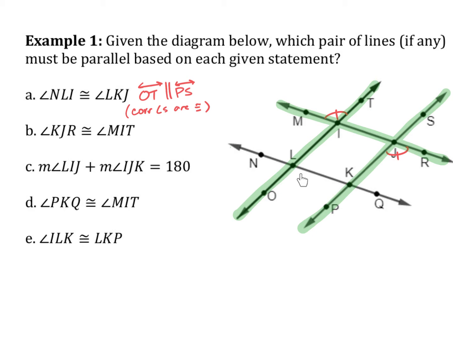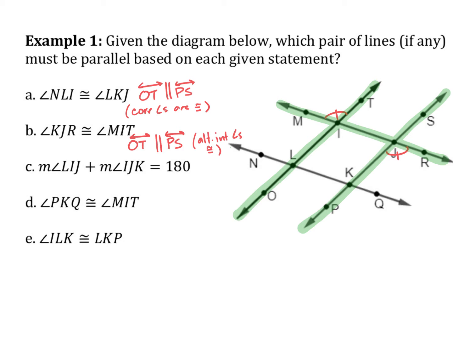They're both in the exterior space between these two lines. This one is above this transversal. Angle MIT is above it. Angle KJR is below that transversal. So that means they fit the definition of alternate exterior angles. They are congruent, so that means I should have a set of parallel lines here. And so actually, again, it's the same set that I had in part A. So again, line OT is parallel to line PS, but this time it's because alternate exterior angles are congruent. Let's move on to part C.